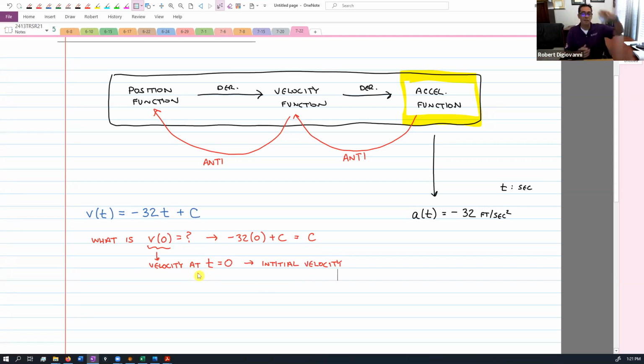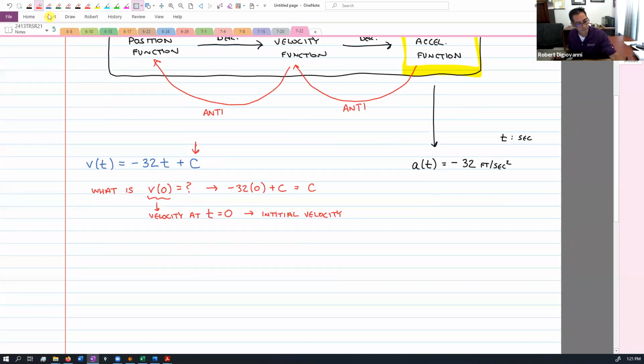So if I take an object and I drop it, if I just let it go, I'm not giving it any velocity. I'm just dropping it. But I could also throw it downward, and then I'm giving it an initial speed right as it comes out of my hand. Or I could throw it upward and give it an initial speed going up. So that initial speed, v of 0, is what c is.